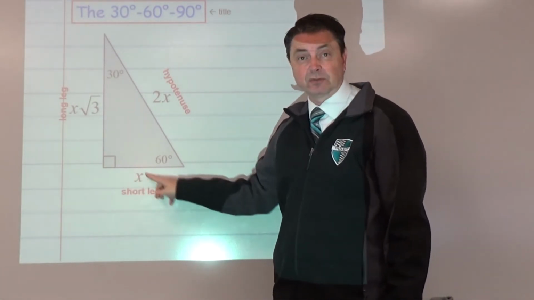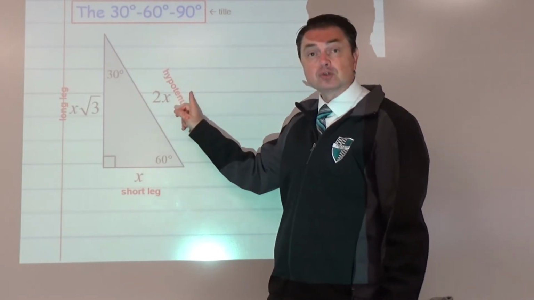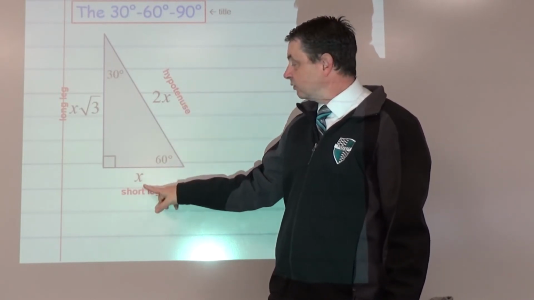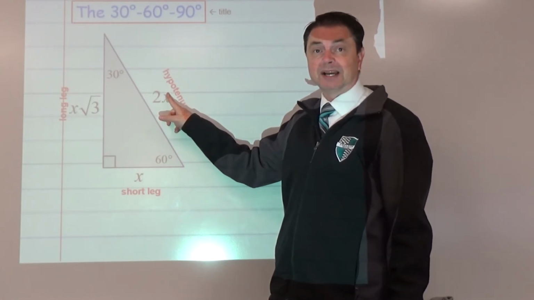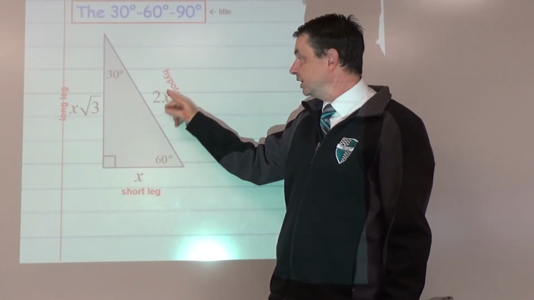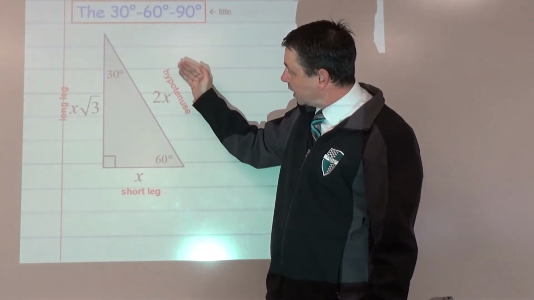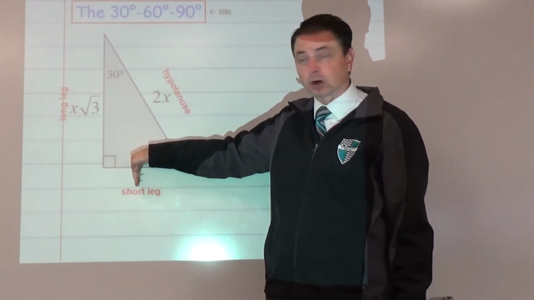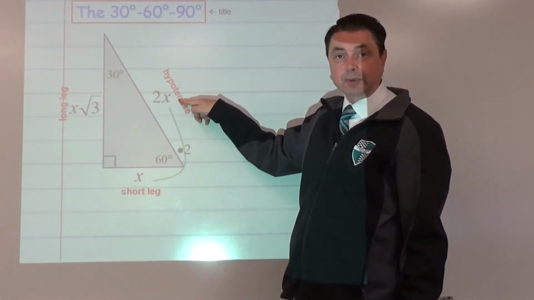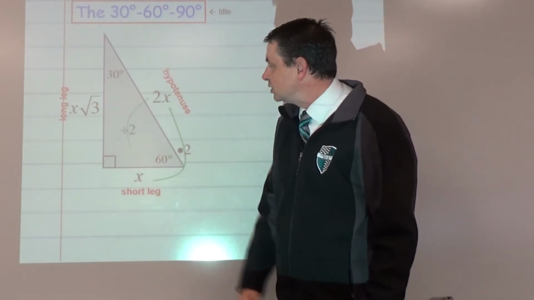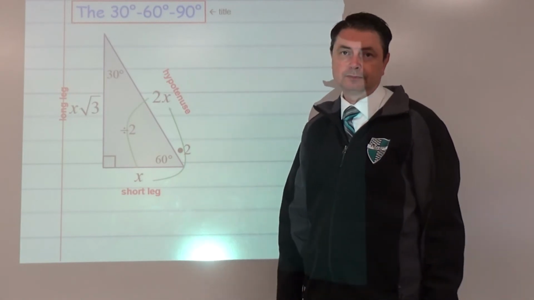Everything's based off of the short leg. Hypotenuse is really easy. If we have the short leg, just double it, and you got the hypotenuse. Just multiply it by 2. And then if we need to go the other way, if we have the hypotenuse, go after the short leg first. You just divide it by 2. So multiply by 2, you get the hypotenuse. Divide by 2, and you get the short leg.